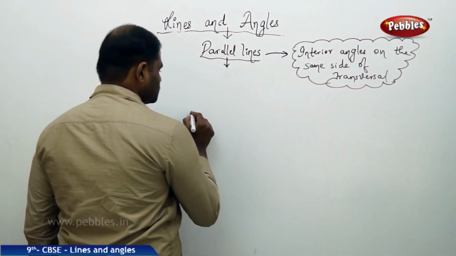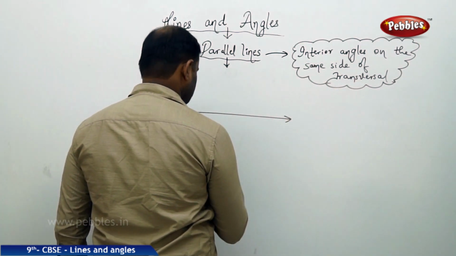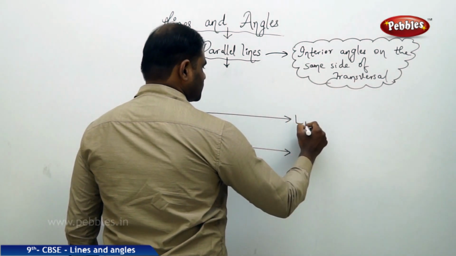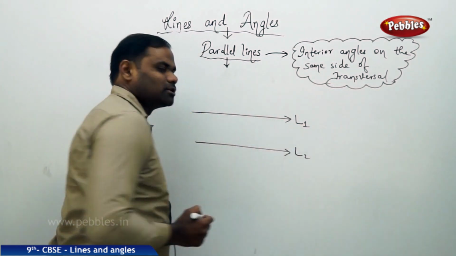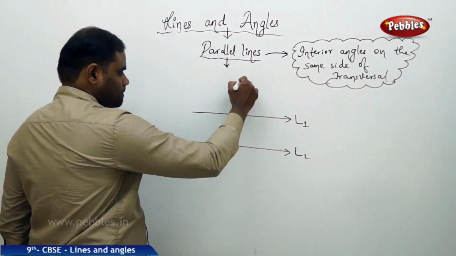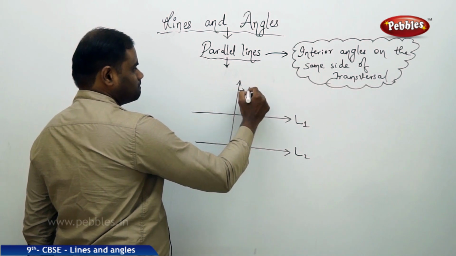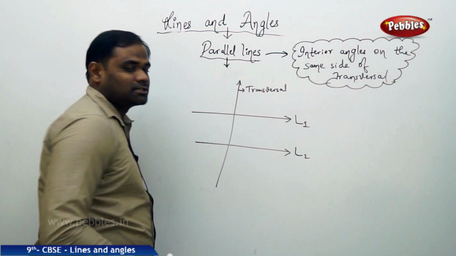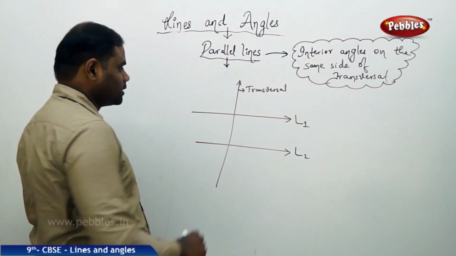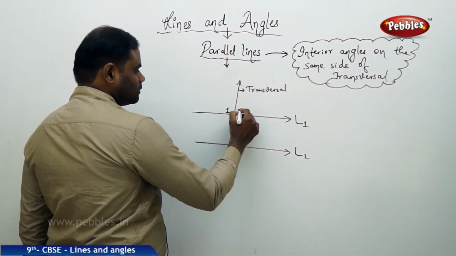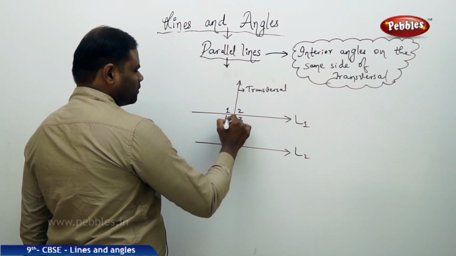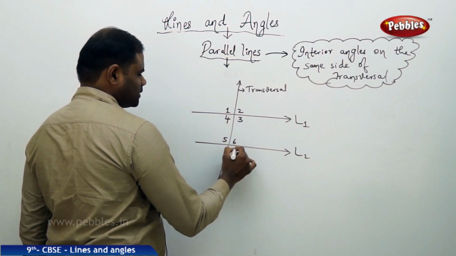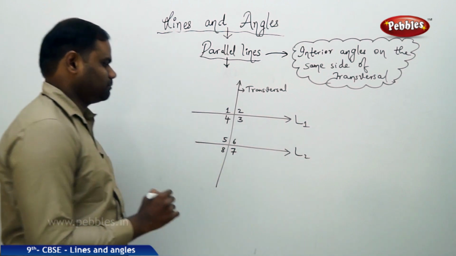So imagine I have two lines L1 and L2 which are parallel to each other. I have a transversal which makes four angles with L1 and L2. Angle 1, 2, 3, 4, 5, 6, 7 and 8.